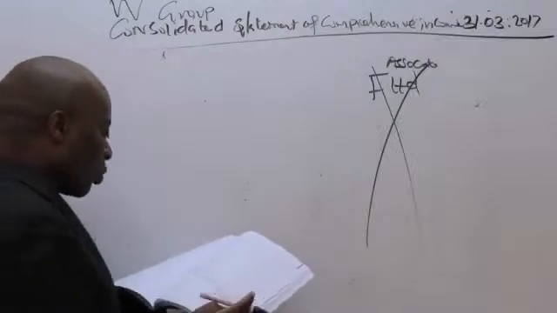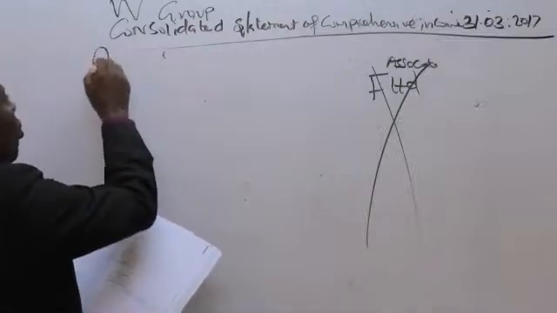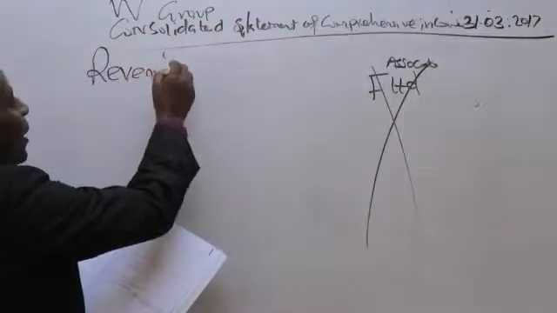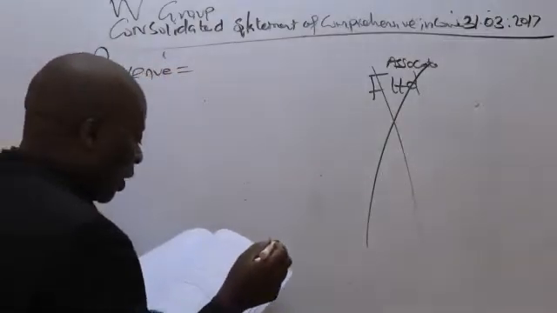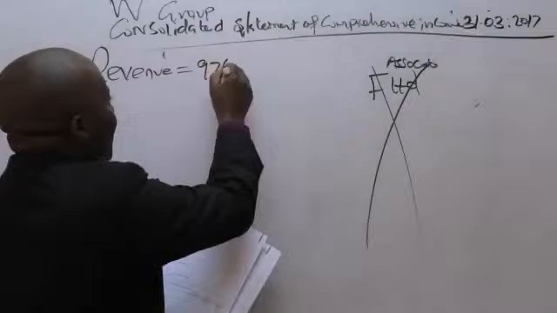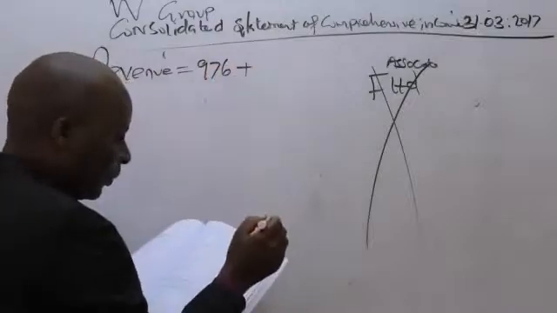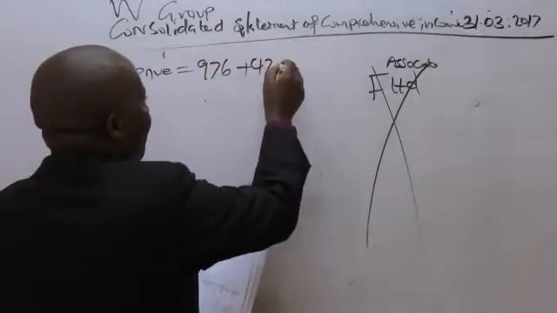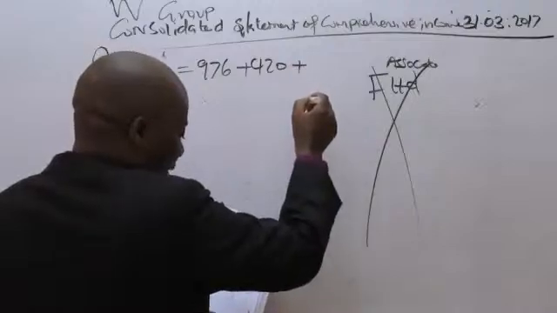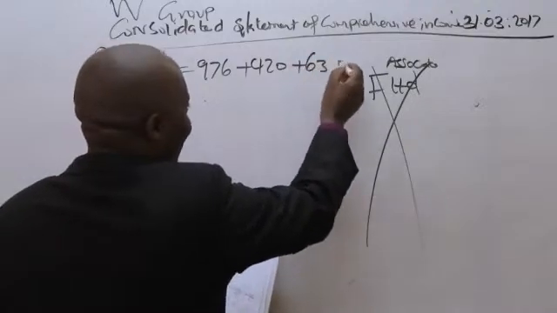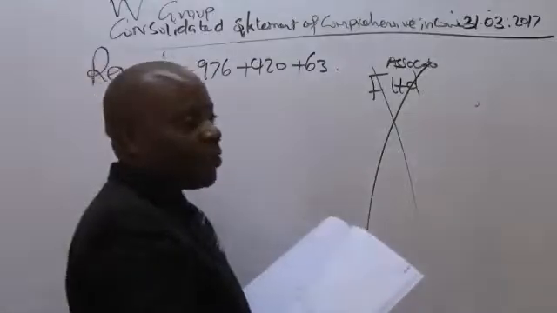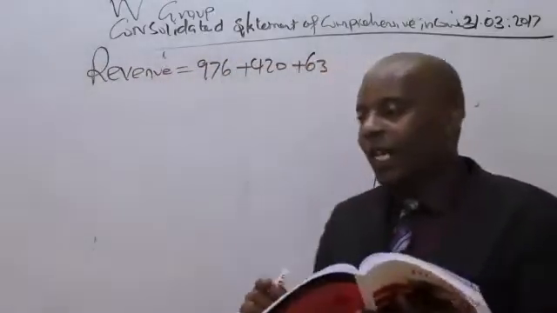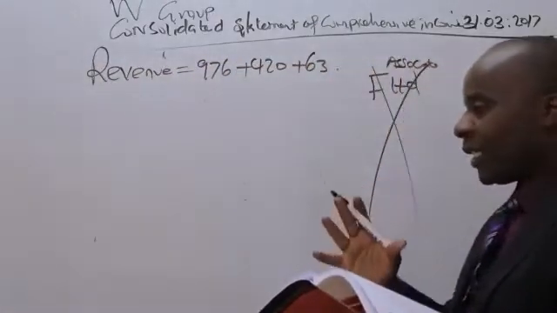Line by line is quite a simple thing. So I'll come and talk of revenue. The way I've been given their revenue, ladies and gentlemen, the first one is 976 plus 420 plus 63. Consolidation is quite a simple thing. I'm only adding.